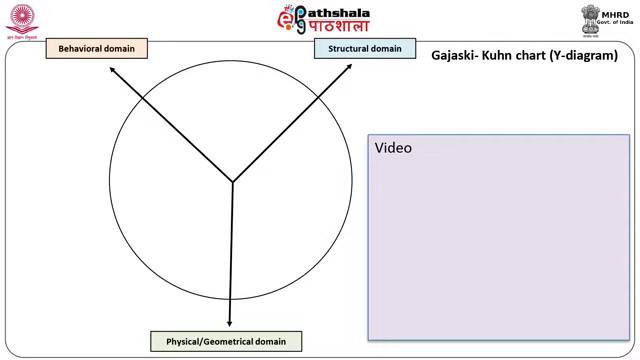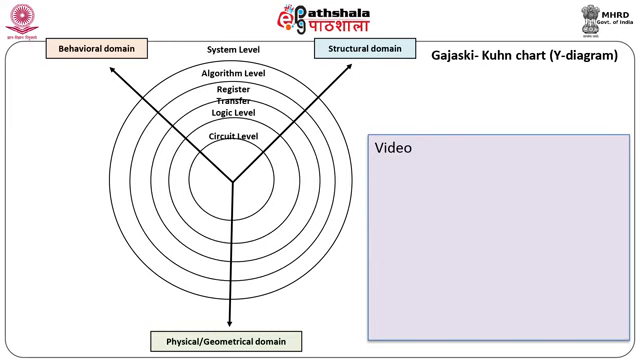There are 5 hierarchical levels. The outermost circle gives the highest level of hierarchy. The 5 hierarchy levels are shown by the 5 concentric circles. Let us label them from the outer or highest level of hierarchy to the innermost circle, namely system level, algorithm level, register transfer level, logic level and circuit level.